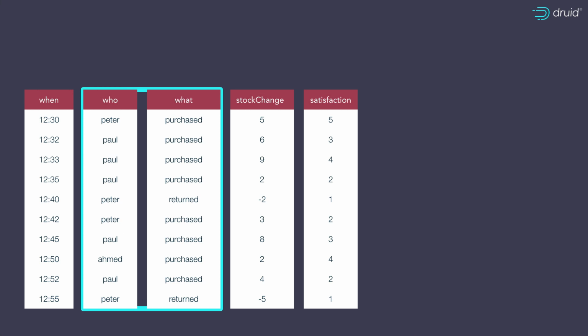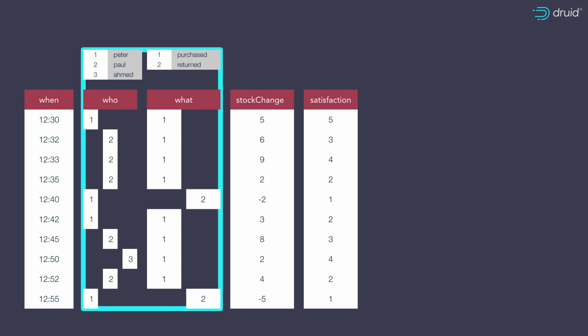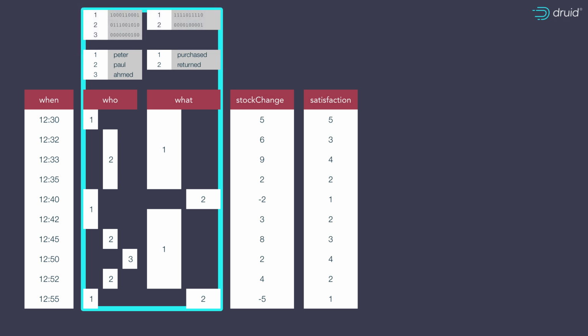So watch the who and the what string columns in our data. Druid creates a codex of the values. It turns Peter into 1, Paul into 2 and Ahmed into 3. The columns themselves have a dramatic size reduction, with integers being stored instead of actual values. And that's great for storage. But how is this useful for analytics? Well, that comes in the next step.